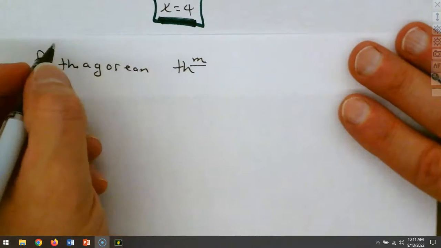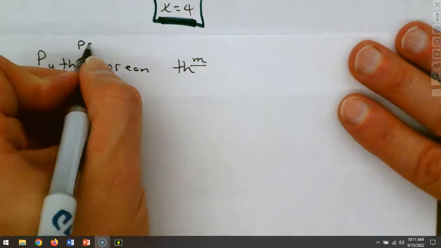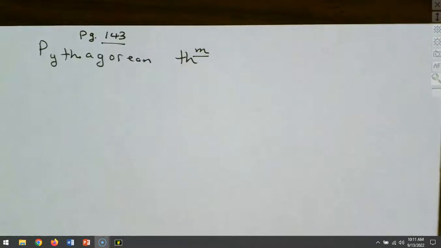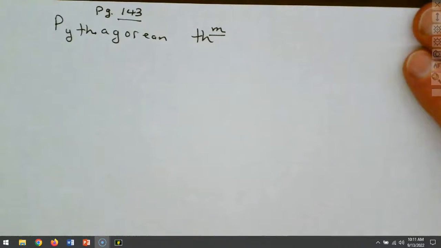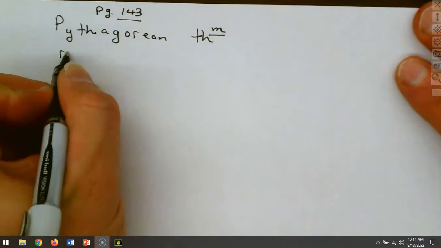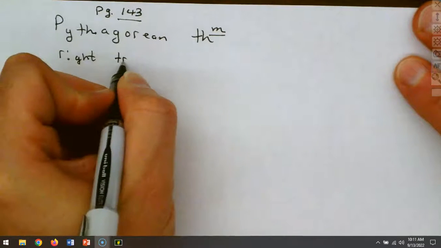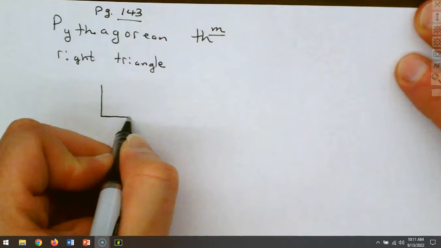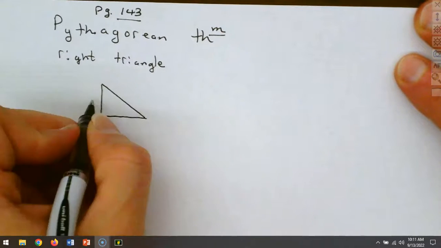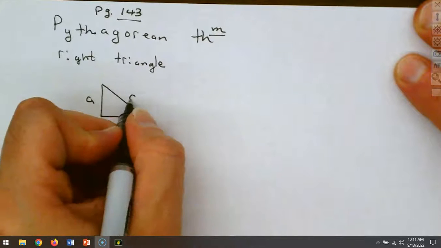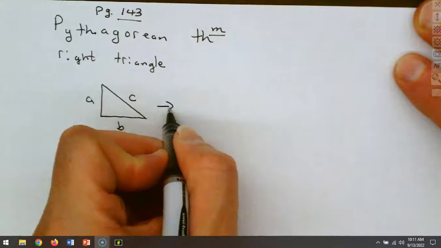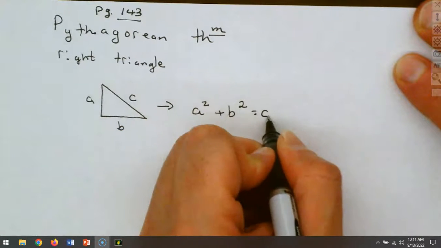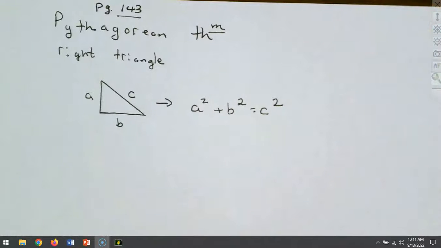And the Pythagorean theorem, if we need a page number, this is on page 143. And this is the Pythagorean theorem. This works for a right triangle. When we talk about a right triangle, we have A, B, and C. And for a right triangle, we have A squared plus B squared equals C squared. And that's your Pythagorean theorem.